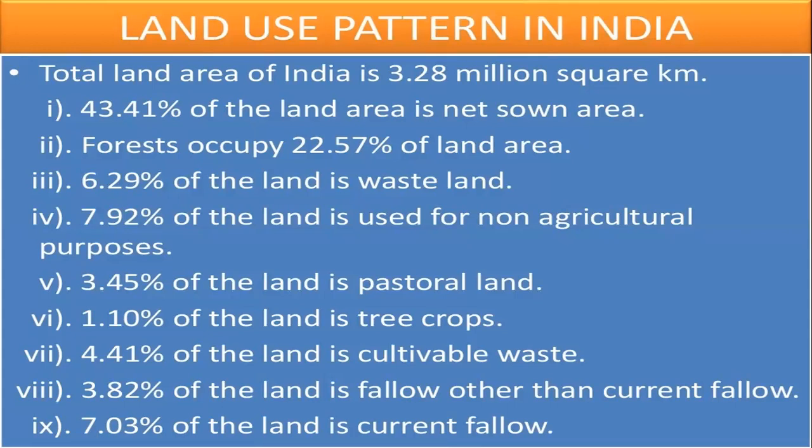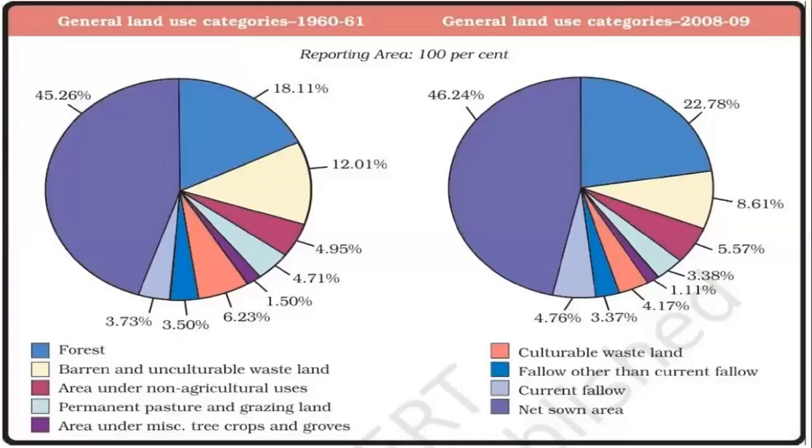And 7.3% of the land is current fallow. Current fallow means it has been left without cultivation for 1 or less than 1 agricultural year. So this is how the land is utilized in India. This is a pie chart, 2 pie charts. One is from 1960 to 61 and one is from 2008 to 2009.